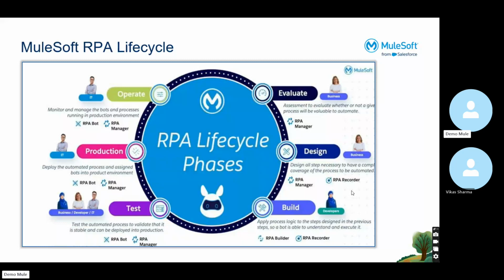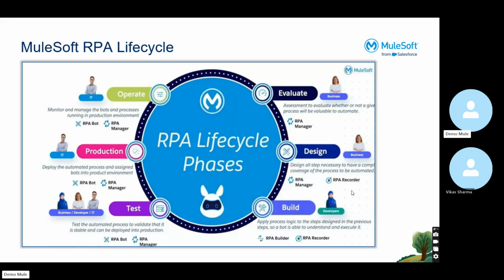Evaluation is done using RPA Manager, and the design phase is taken care of by RPA Manager along with the RPA Recorder. Then after the process is designed, we move to the build phase. In the build phase, we use RPA Builder with the RPA Recorder to apply the logic or the steps that the bots need to perform.